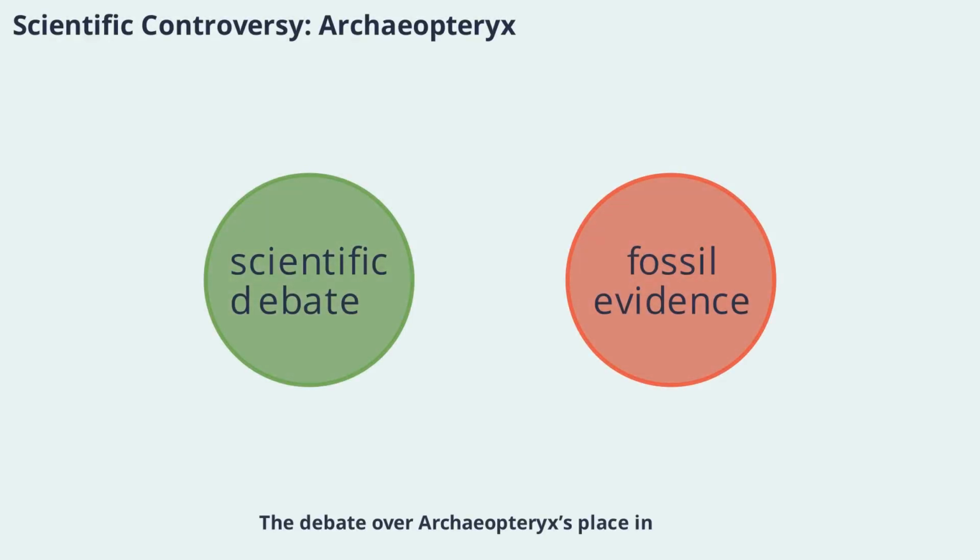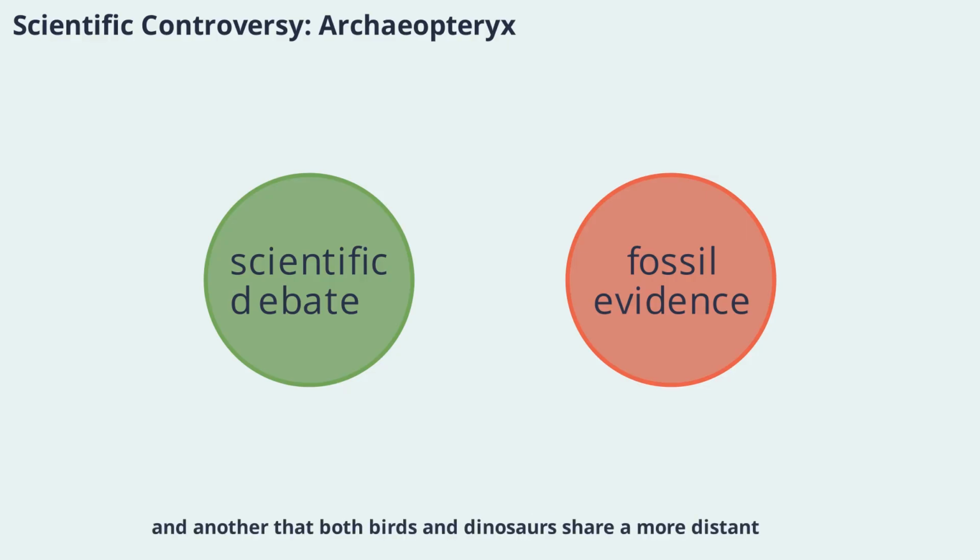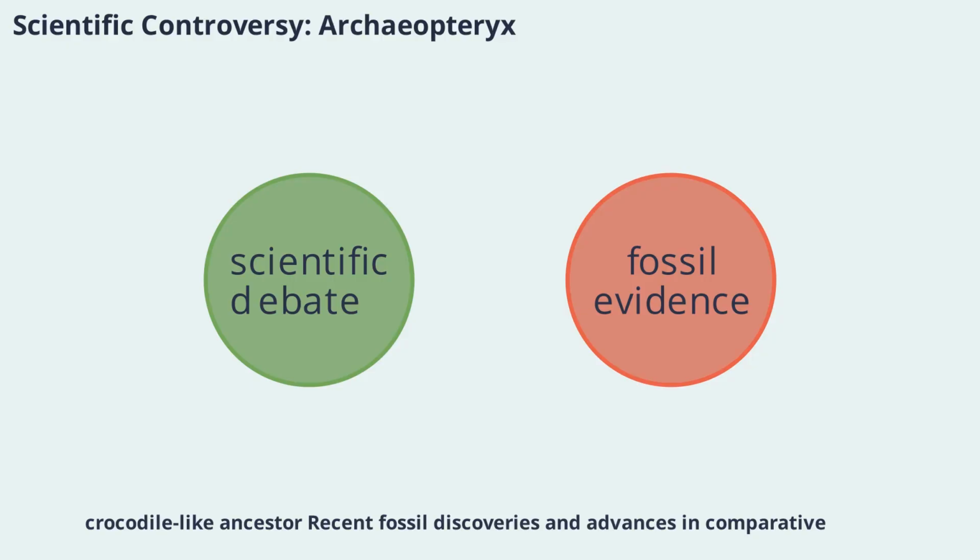Debate over Archaeopteryx's place in evolution has led to two main hypotheses: one that birds descended directly from dinosaurs, and another that both birds and dinosaurs share a more distant crocodile-like ancestor. Recent fossil discoveries and advances in comparative anatomy have shifted consensus toward the dinosaur-bird link, but not all scientists agree. This controversy exemplifies the dynamic nature of scientific inquiry.